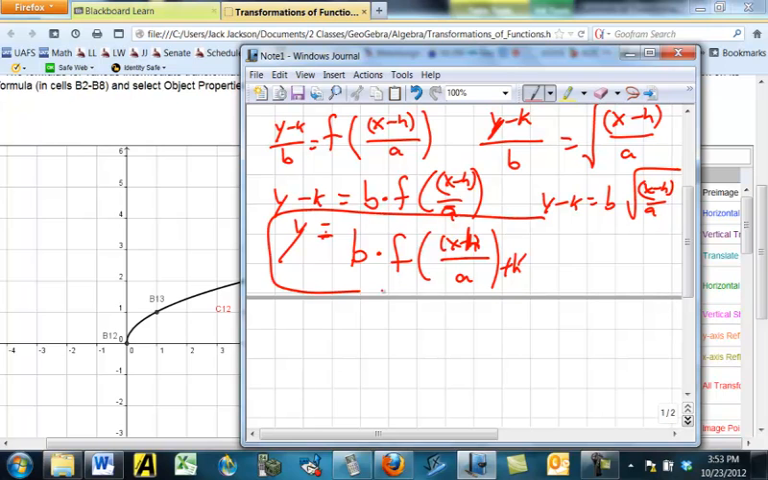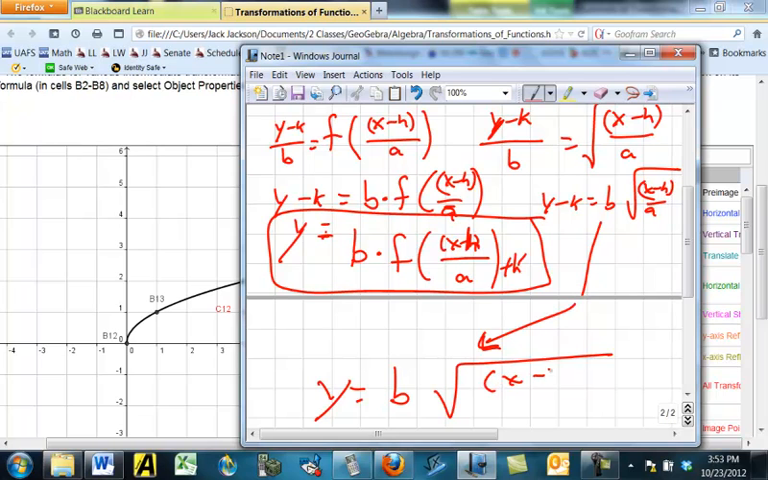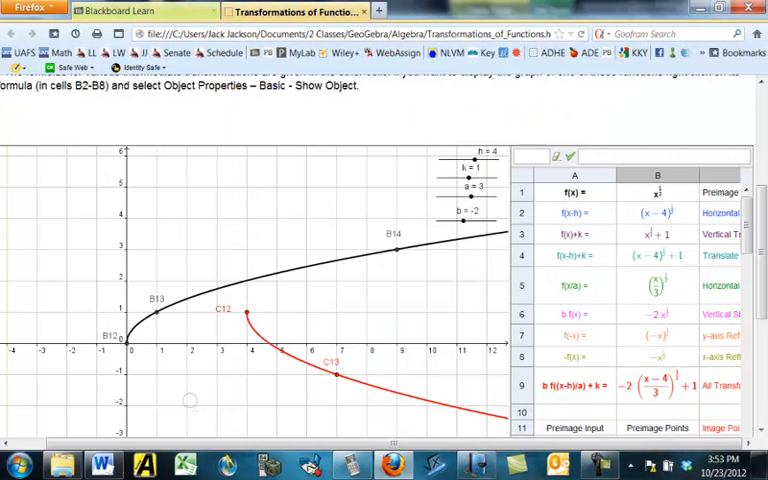So there's our general formula if we have any function. Our specific example is y equals b times the square root of x minus h over a, and then you got plus k on the outside. And if you look, that's exactly the formula that we have. Well, we have both of these. We have the general and the specific in here.